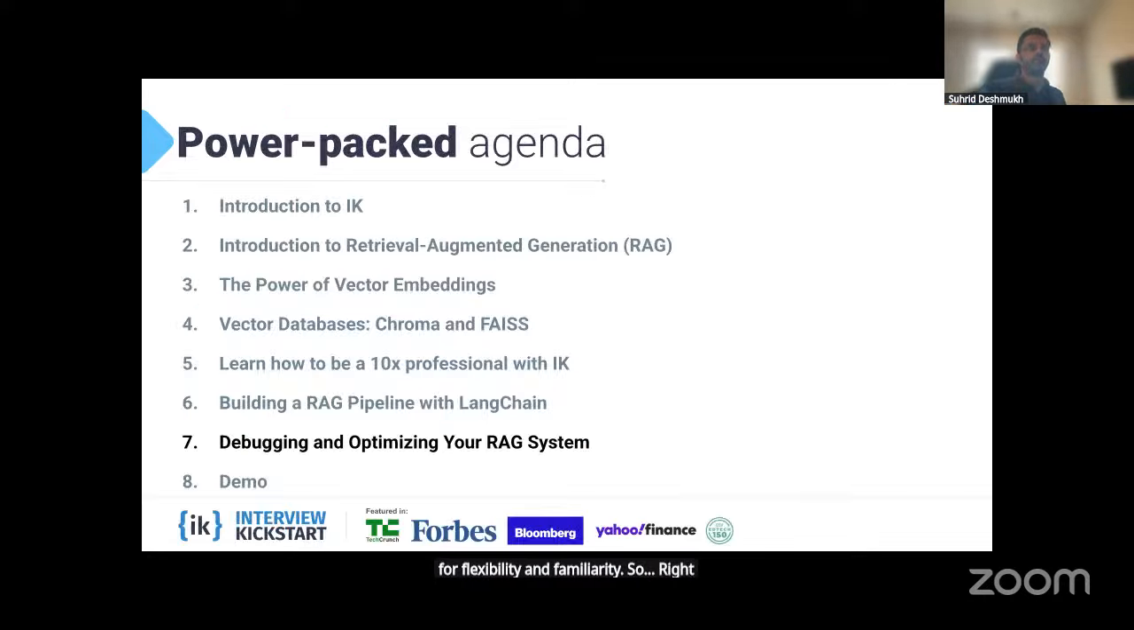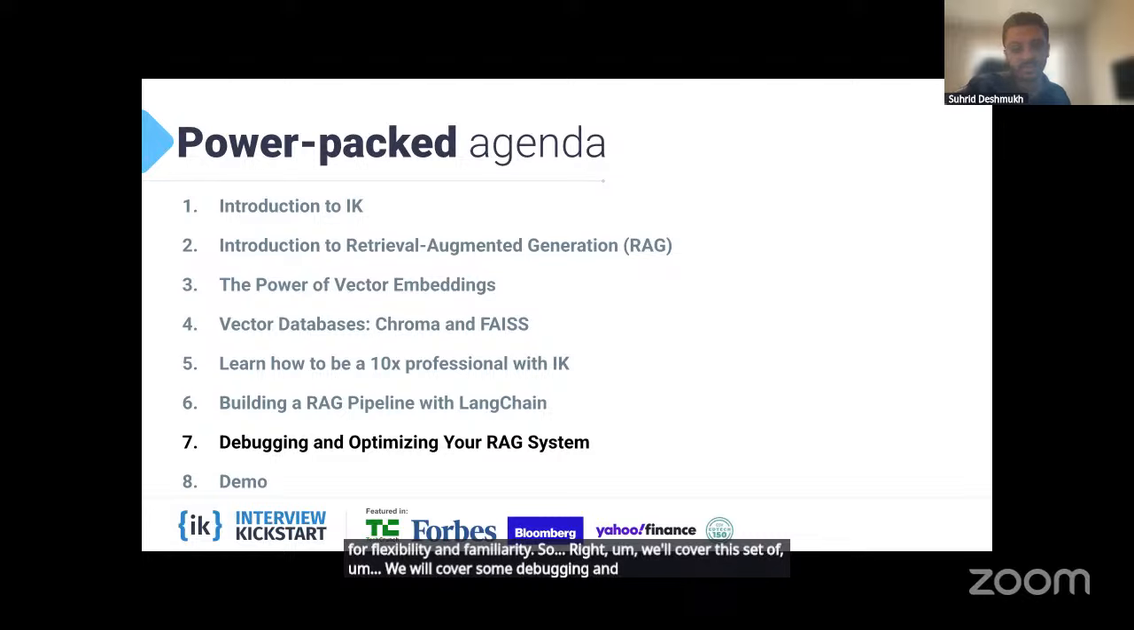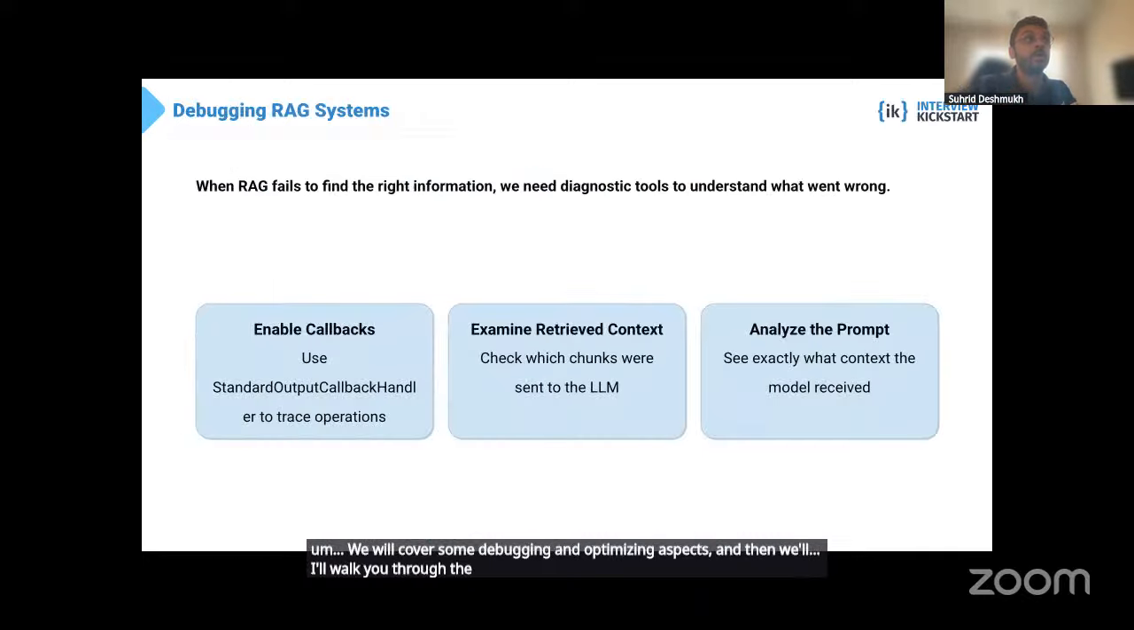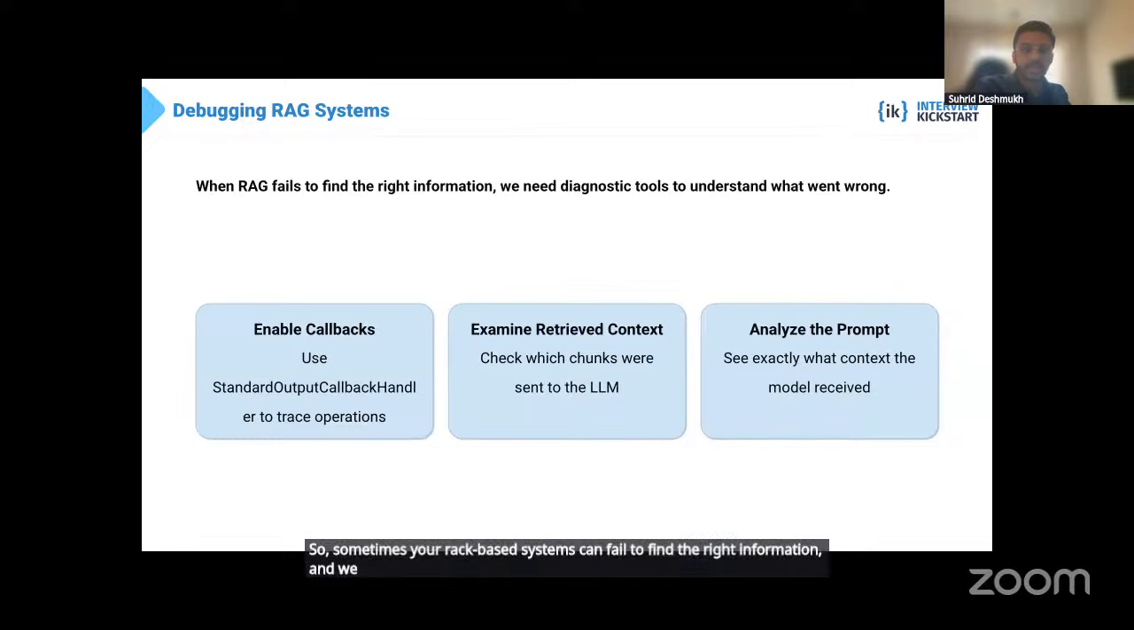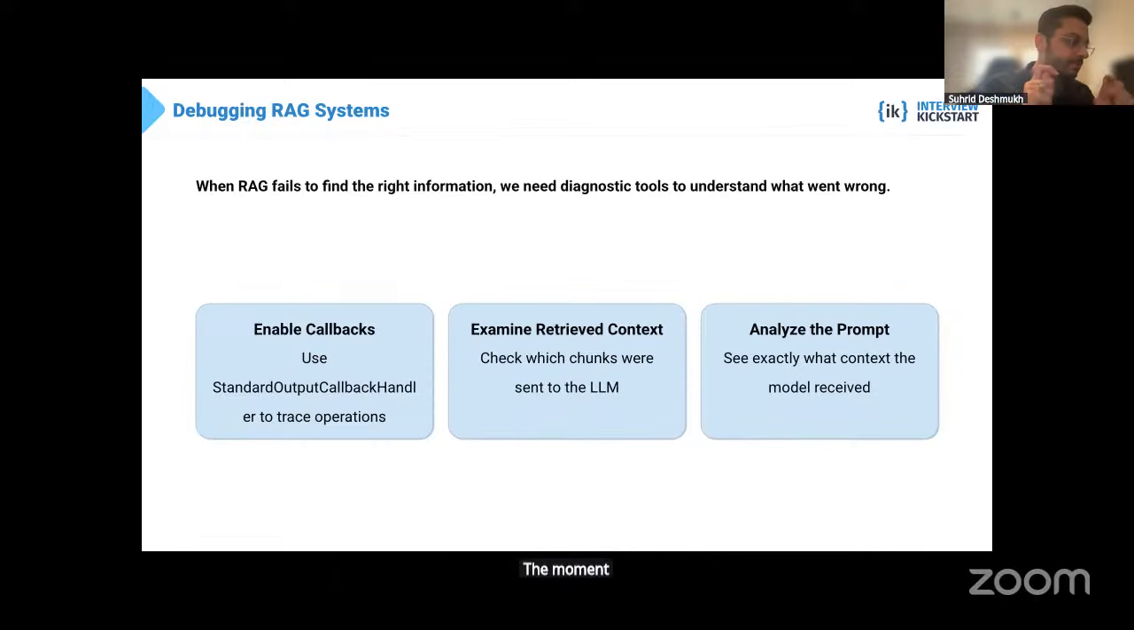Right, we'll cover some debugging and optimizing aspects, and then I'll walk you through the notebook. Sometimes your RAG-based systems can fail to find the right information, and we need some diagnostic method to see what is going wrong. So LangChain allows us to enable callbacks. What callbacks means is that the moment our input is passed to the LLM, LangChain is able to set a trace. Trace meaning everything that happens behind the scenes.